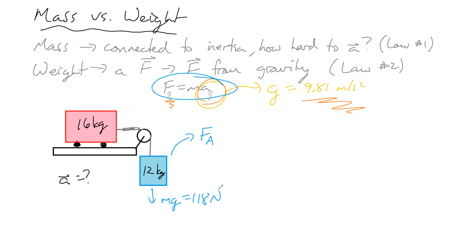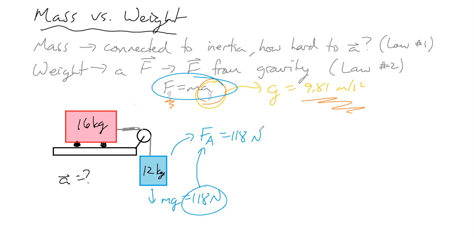So in this case, that mg, that 118, is the applied force. I've got 118 newtons trying to move it. There's nothing else pulling on it, so my force applied is coming from my mg, and it's 118 newtons. Is there anything trying to slow it down? Well, no, there's no friction. There's nobody pulling on it the other way. That's the only force trying to move it.